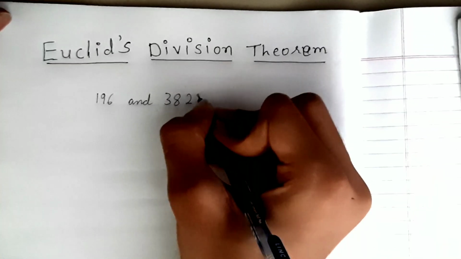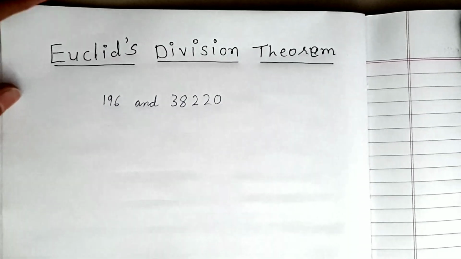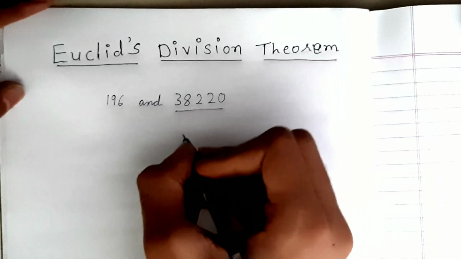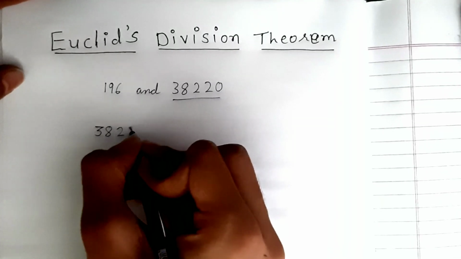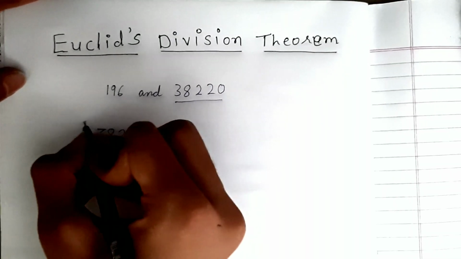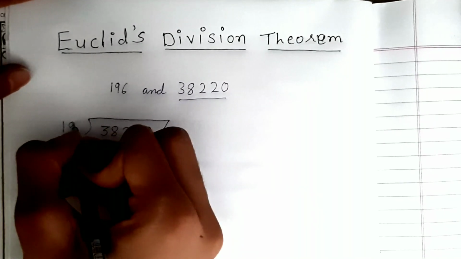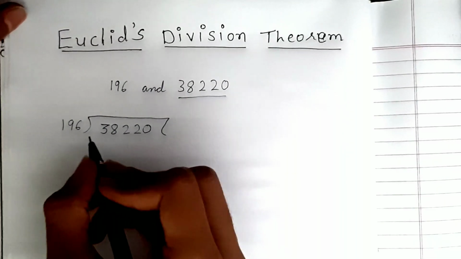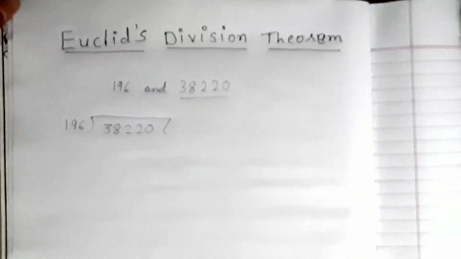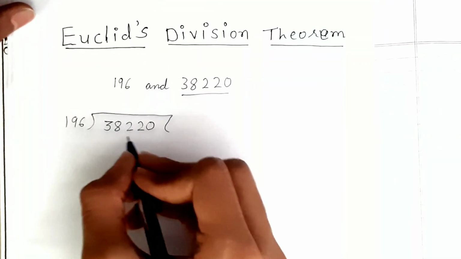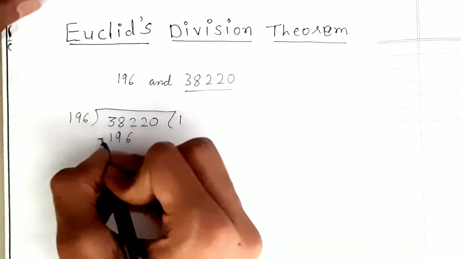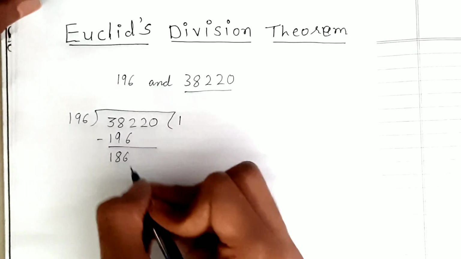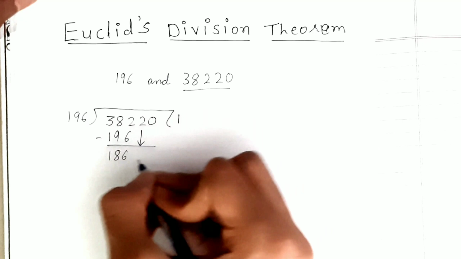Let's take another example. Over here, I have 196 and 38,220. Quite a big number. We'll take the larger number as the dividend, and we'll divide it by 196. That means we'll divide 38,220 by 196. We'll have to take 1 because 2 would be larger than 382. So we'll take 1 over here and we'll subtract 196. We'll get 186. Now we'll bring the 2 down.